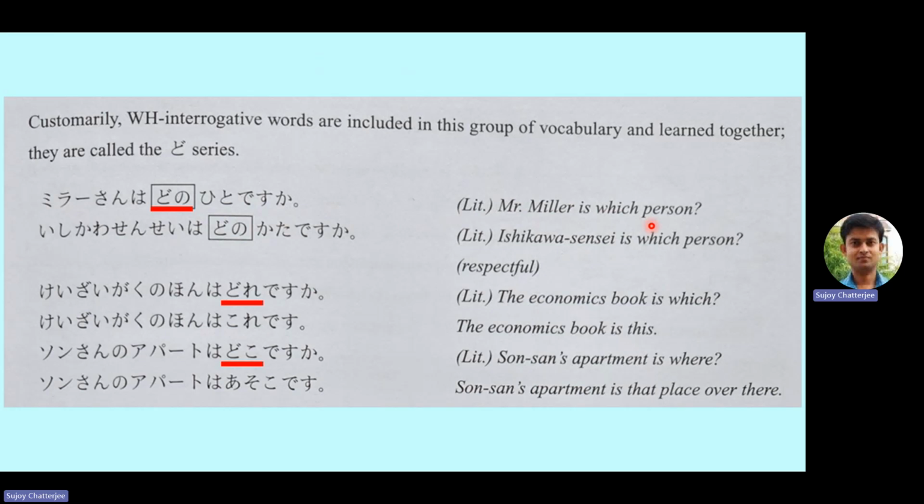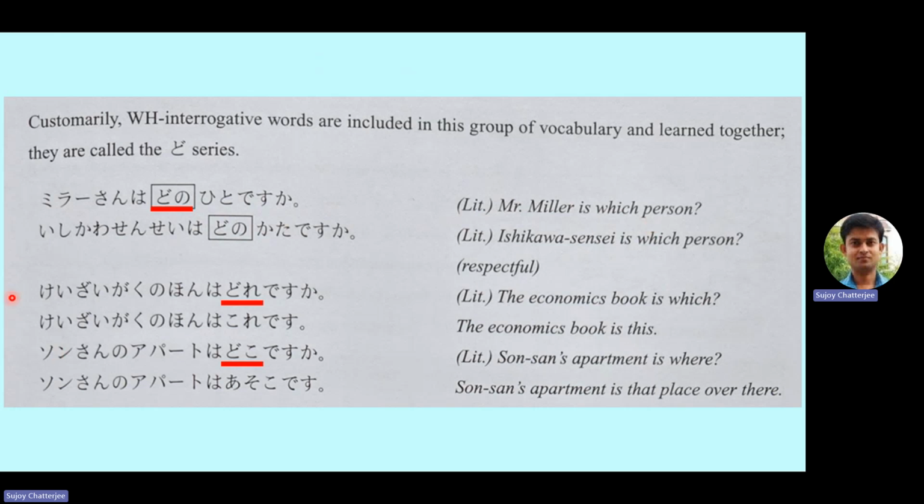If the person is standing near the person who is answering this question, then it will be kono hito wa Mira-san desu. Now next, which person is Ishikawa sensei? It is respectful, so it will be Ishikawa sensei wa dono kata desu ka? Ishikawa sensei is which person? Which person is Ishikawa sensei in a respectful manner?